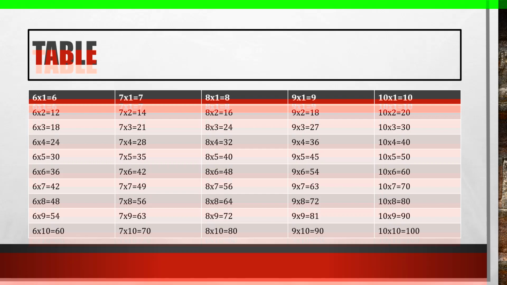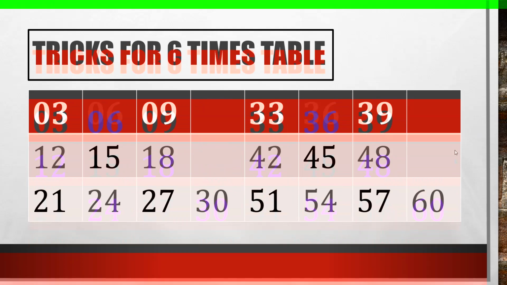Then what are the tricks? You have to use the table 6 to table 10. Then you can see here the tricks for the 6 times table. Here the table: 03, 06, 09. It means in the 6 table you add 3. 0 plus 3 is equal to 3. 3 plus 3 is equal to 6. 6 plus 3 is equal to 9.